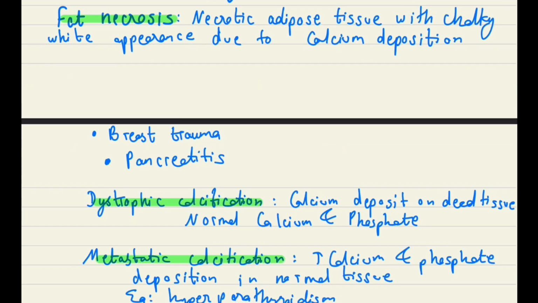Let's talk about fat necrosis. Necrotic adipose tissue with chalky white appearance due to deposition of calcium. It characteristically occurs in trauma of fat, like in breast trauma, and in the fat around the pancreas, which is called peripancreatic fat.